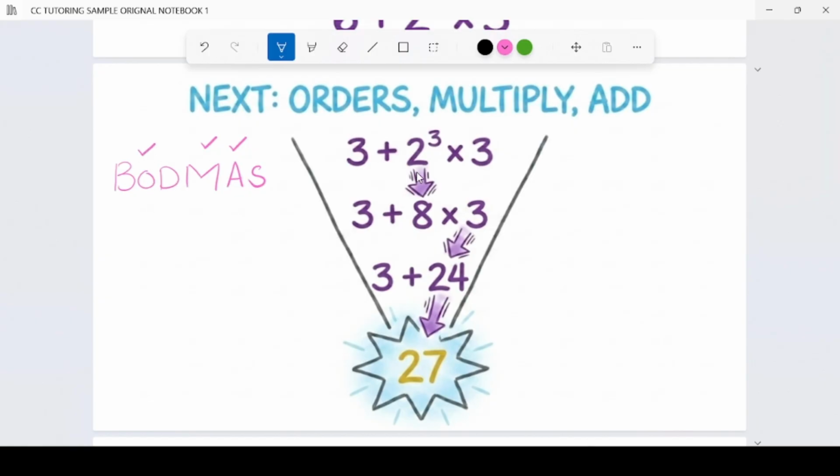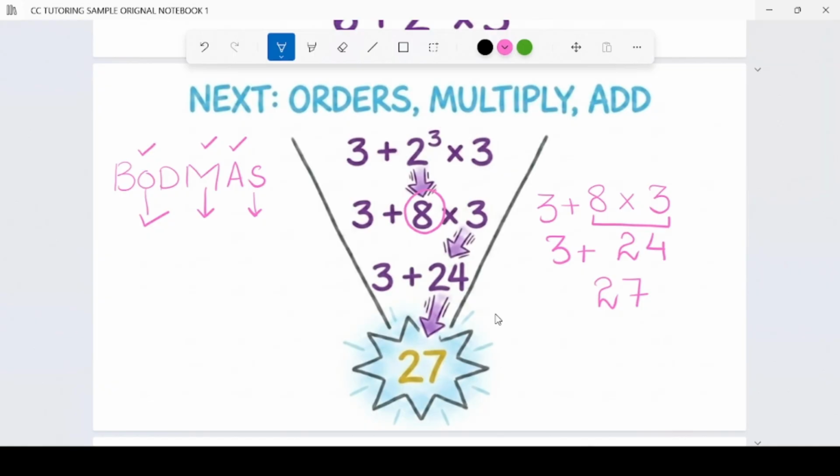So my first preference is solving the order. 2 to the power of 3 is 8. Now the equation is 3 plus 8 multiplied by 3. Just solving it for the sake of your understanding, now I will solve multiplication. I have solved this part. Now I'll go for multiplication. 8 ones are 8, 8 twos are 16, 8 threes are 24. So 24 plus 3. Because we are only left with the addition, the answer for this one is 27.